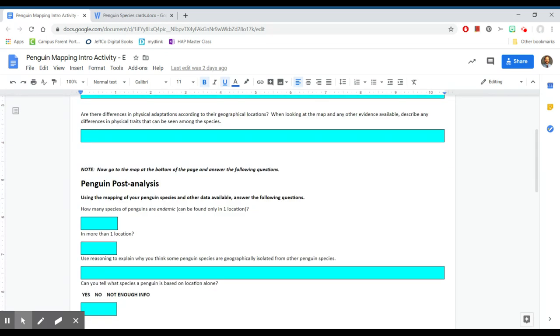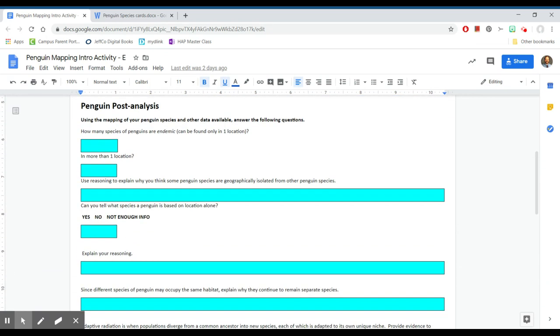Now we'll definitely be using the map for these next questions. It's pretty easy, these first couple. How many species of penguins are endemic, which means can only be found in one location? How many in more than one location? And use any reasoning you have to explain why you think some penguins are geographically isolated from other penguin species. What would make them so isolated that no other species are around them?